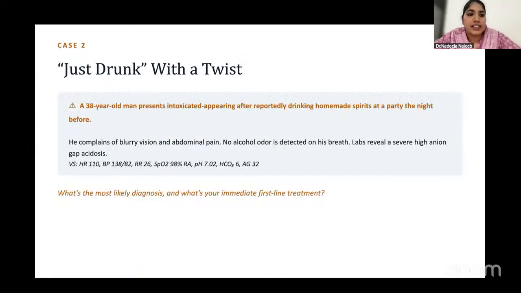Let's look at another case. A 38-year-old man presents intoxicated appearing after reportedly drinking homemade spirits at a party the night before. He complains of blurry vision and abdominal pain. No alcohol odor is detected on his breath. Labs reveal a severe high anion gap metabolic acidosis.